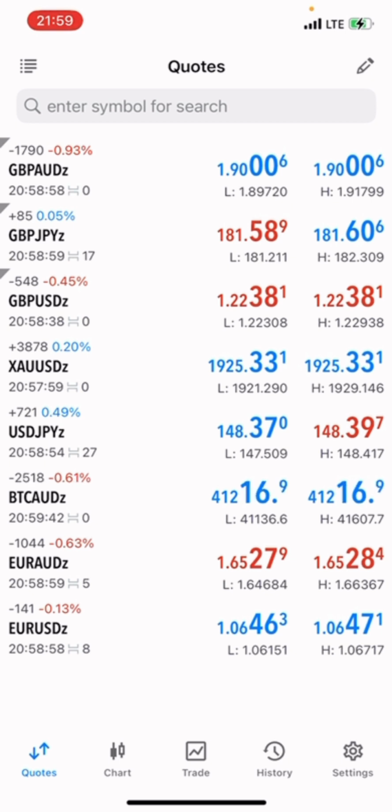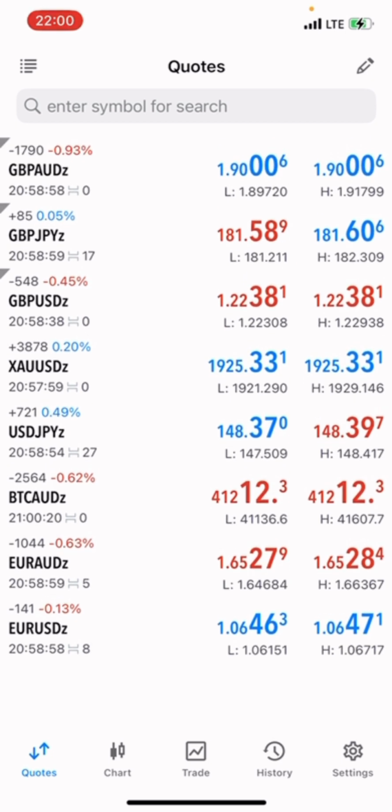For example, we have the GBP AUD here, which implies GBP is our base currency and the AUD is our quote currency. Just like the way we have gold to USD, the GBP USD, and the USD Japanese yen. Same thing applies to all the currencies you are seeing on this chart here.